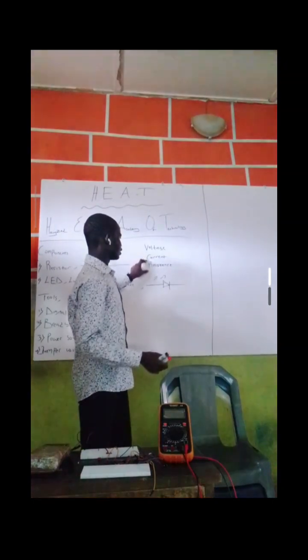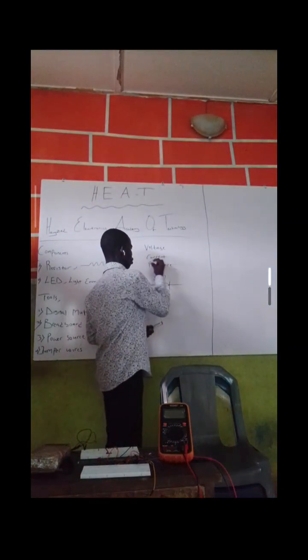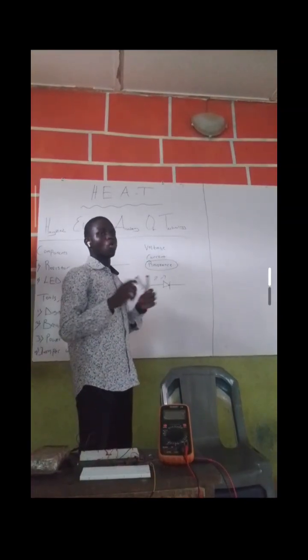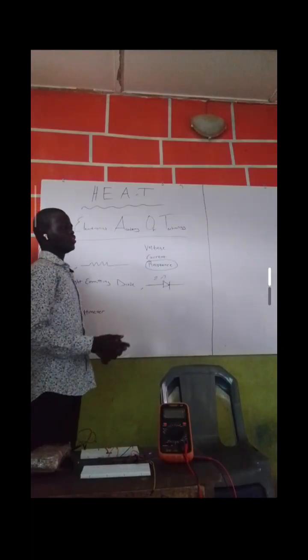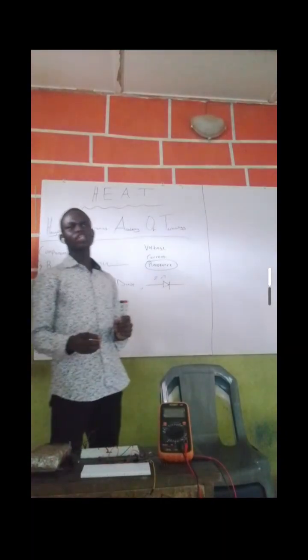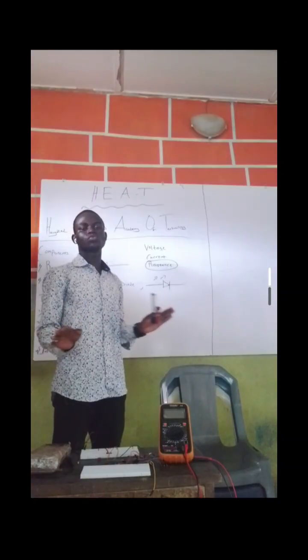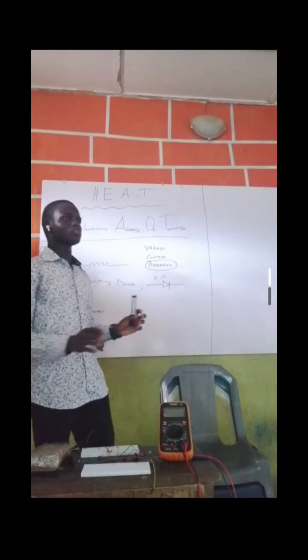So this resistance is a property, but the main component doing the work is a resistor. A resistor is a component in electronics that helps to limit or reduce the speed of current in a circuit to avoid damage to electronics.